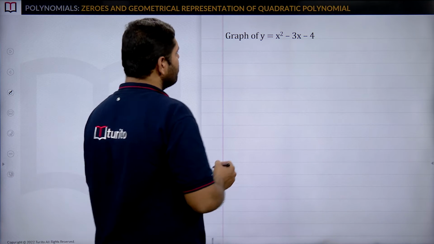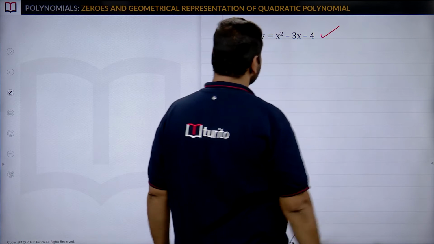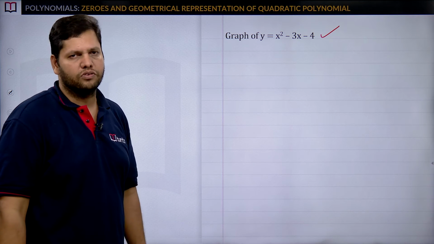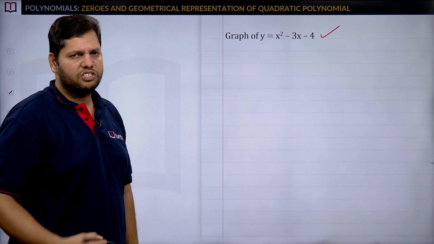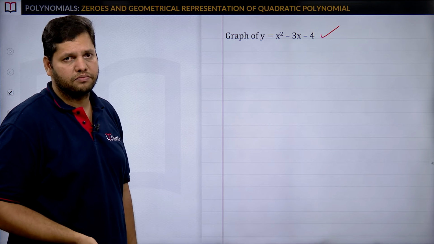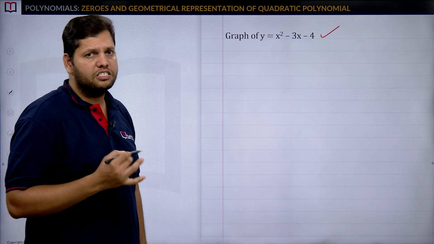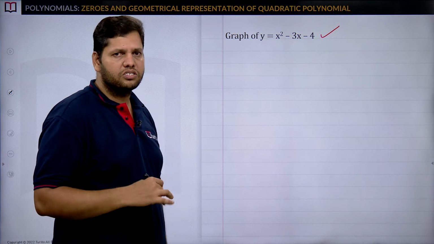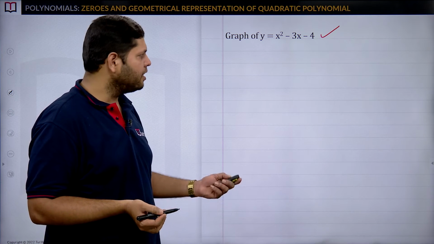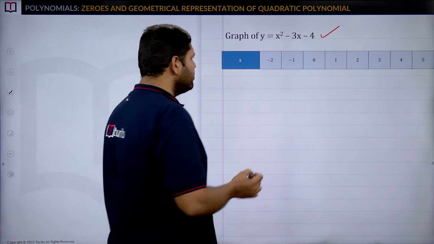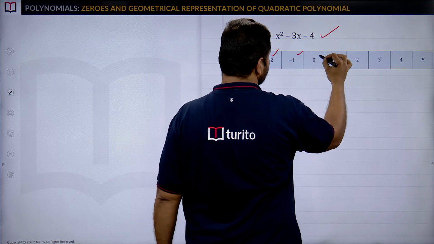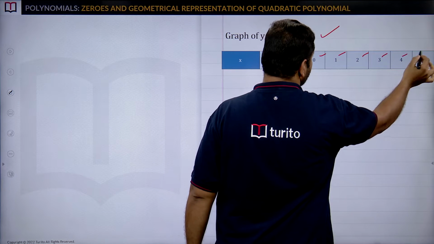Now, children, what is the given quadratic polynomial? y is equal to x square minus 3x minus 4. Children, first we need to find the points. If you know the points, then only we can draw the graph. In case we don't know the points, it is not possible to draw it, isn't it? So, first I am taking the x points. I am going to substitute x is equal to minus 2, minus 1, 0, 1, 2, 3, 4, 5.